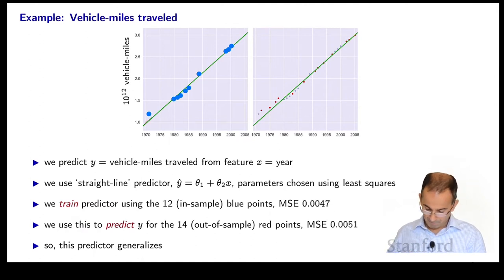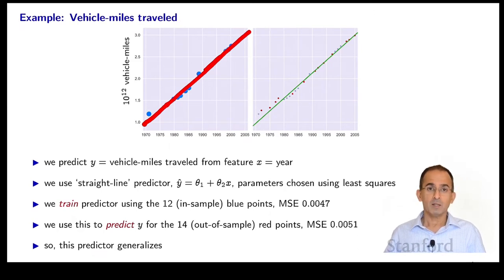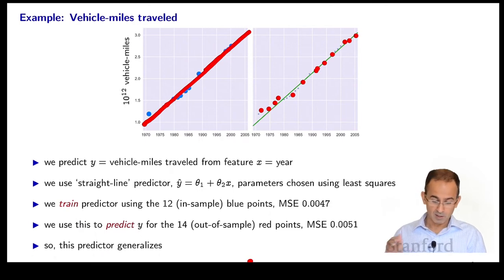here, which goes all the way up there. And then we can say, well, let's look at the rest of the data that we held aside. We only fit this straight line using 12 blue sample points. We've got another 14 data points. There's these 14 data points right here. And we can see that those 14 data points actually lie rather close to the straight line fit. And so the predictor actually does generalize to those additional points.